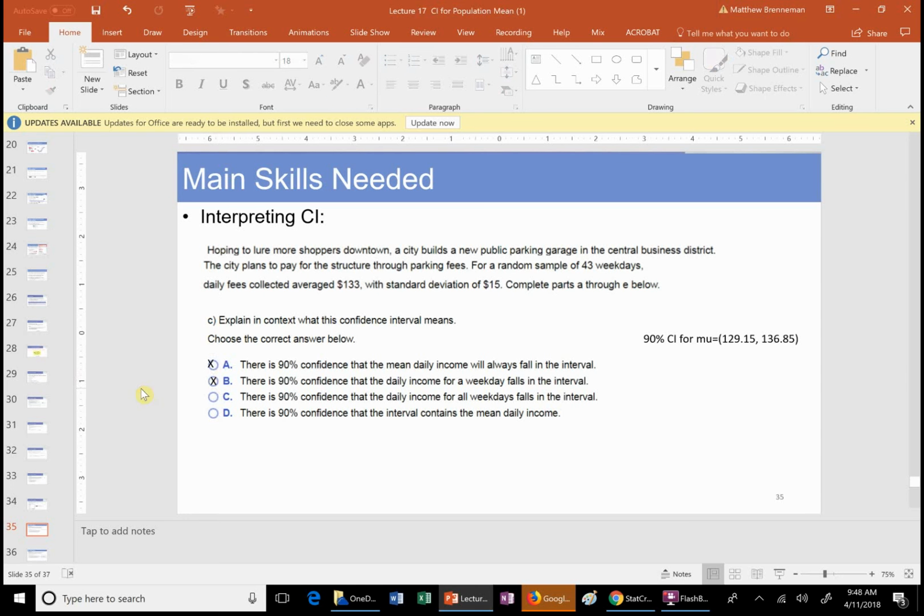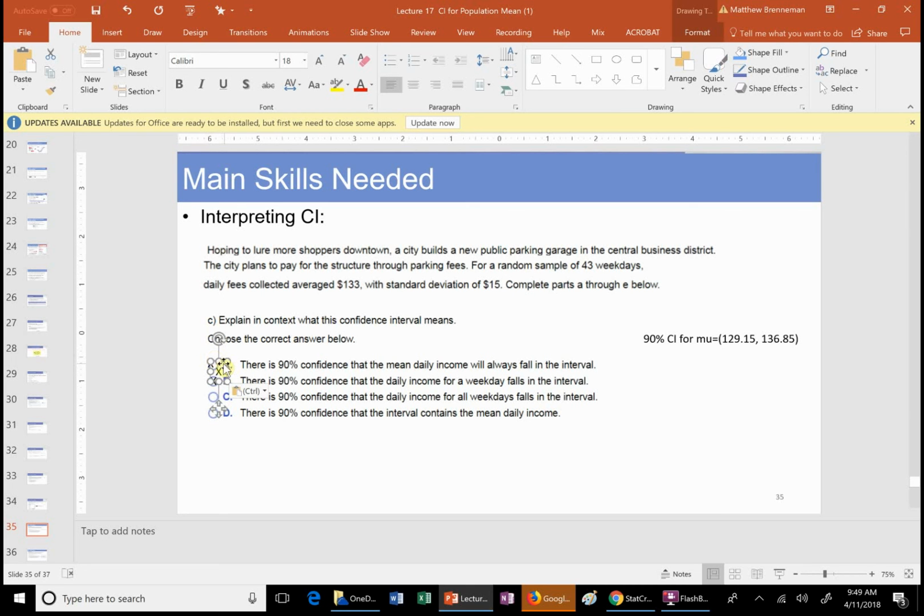All right. There is a 90% confidence that the daily income for all weekdays falls in this interval. Well, this is wrong. This is kind of a variation of B, right? They're saying that the income for all the weekdays falls in this interval. Well, this isn't what the interval contains. It contains the average of all the days. Okay? So it's exactly the same problem. So D is the only one left.